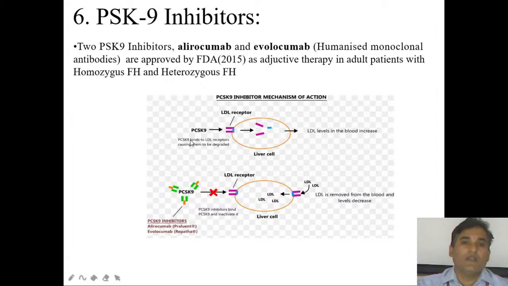When you give a PCSK9 inhibitor like this drug, a monoclonal antibody, it binds to PCSK9 and makes a complex. Therefore PCSK9 is unable to interact with the LDL receptor and degrade it. So the degradation of the LDL receptor does not occur, and the LDL receptor gets upregulated.